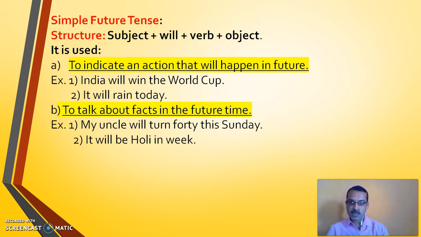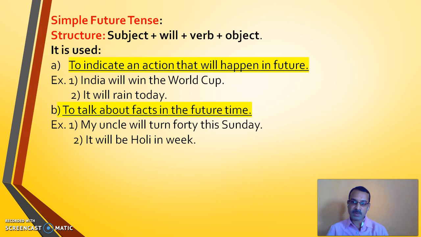Now in simple future tense, the formula or the structure is subject plus shall, will plus verb plus object. And what is the use of simple future tense? It is used to indicate an action that will happen in future. And look at the structure. For example, India will win the match. Here India is the subject, will is our simple future tense. It is the part of the verb, and after that we will write the main verb.